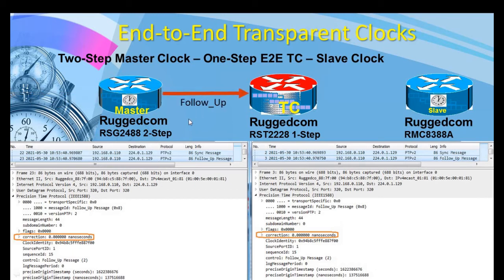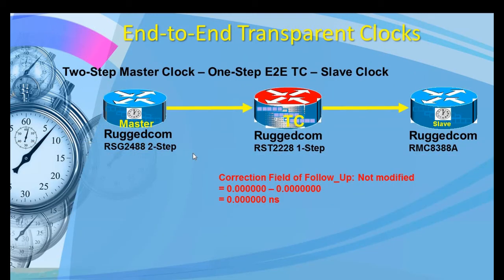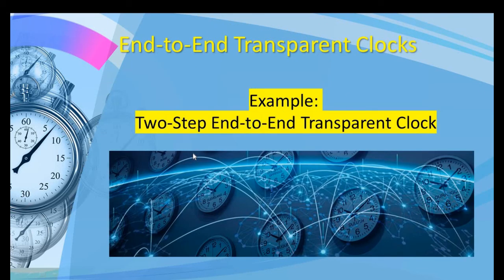So next one, we check the follow-up message. The follow-up message is sent out from the master side, forwarded by the transparent clock in the middle. We do the same thing, capture messages on the ingress port and the egress port, and compare the correction field. The correction field on both messages is 0. So the follow-up message is not modified. So we only modify the sync message, the follow-up message is not modified.